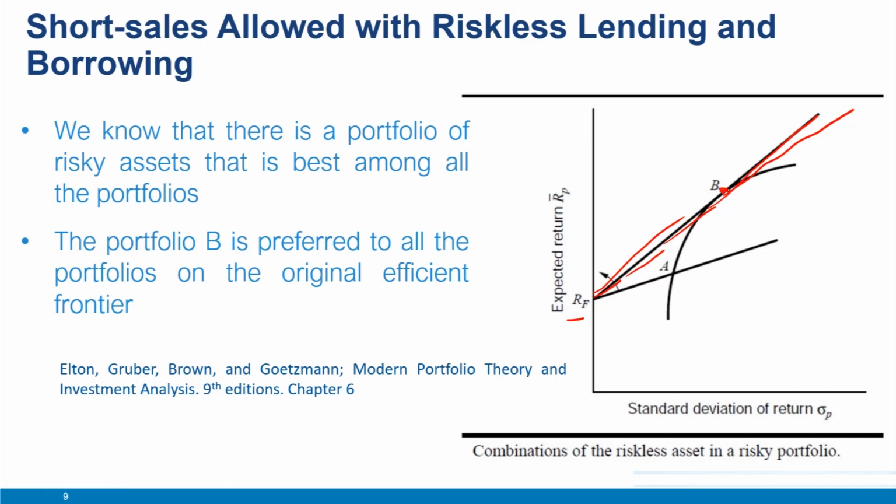And it extended the possibilities beyond. Any combination on this line is a partial investment in RF, that is the lending segment. So partial investment in RF and partial in B will lead to a position on this lending segment. If we borrow at RF and further invest in B, not only the original wealth but the borrowed amount, then we can extend our position on this part.